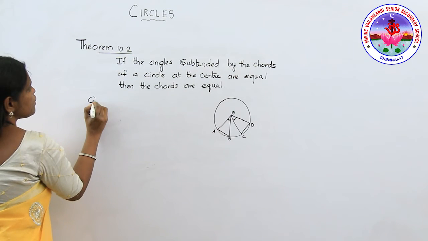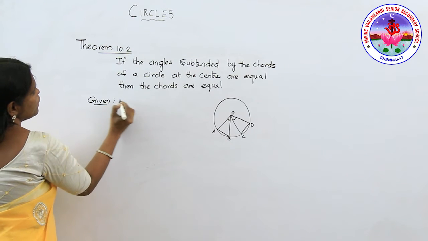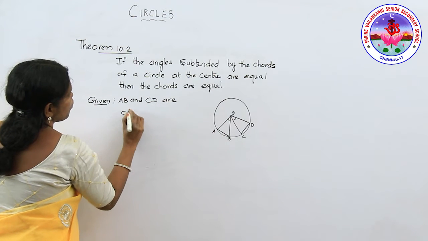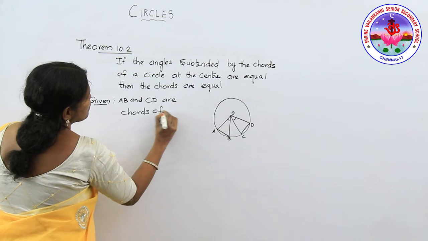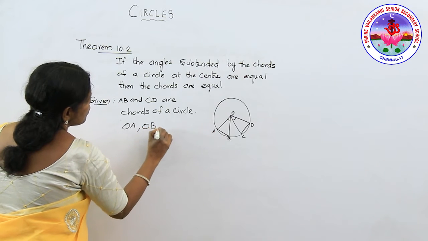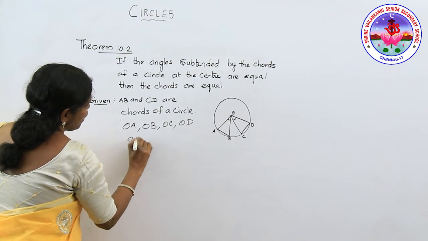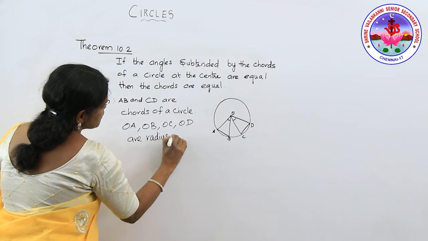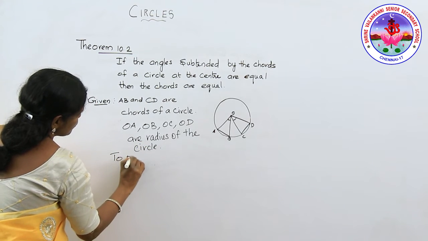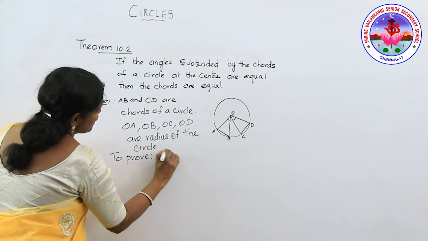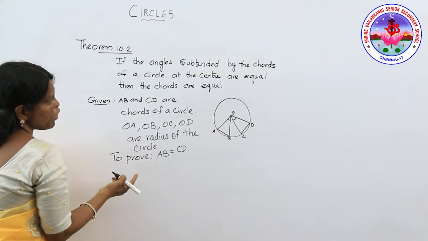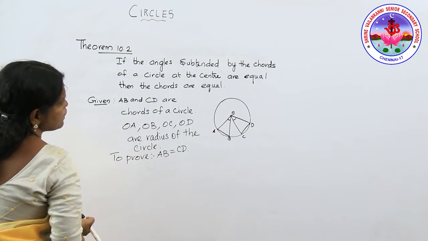So coming to the proof, first we write what is given. Given: AB and CD are chords of a circle, and OA, OB, OC, OD are radii. So I need to prove the chords are equal in their length, that is AB is equal to CD. So I need to take the congruence here, then I am going to prove that the chords are equal.